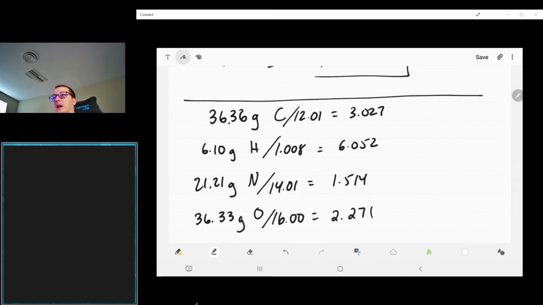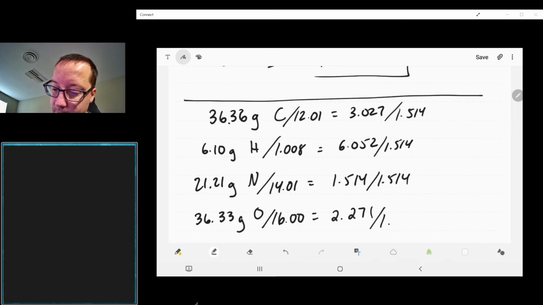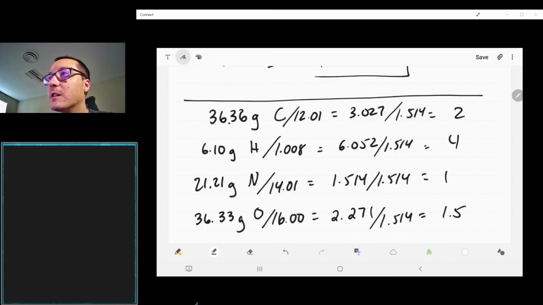So we have all our moles now. What we want to do is divide by the smallest number of moles, which is our 1.51. I'm not going to actually do the calculation. This looks to be what we would get just by using your brains. That appears to be it.